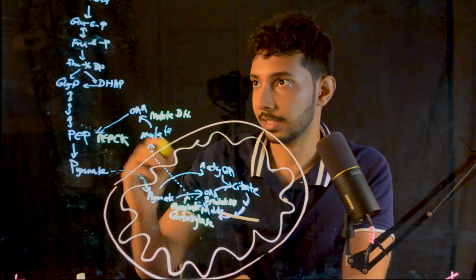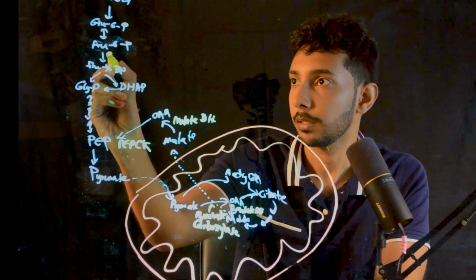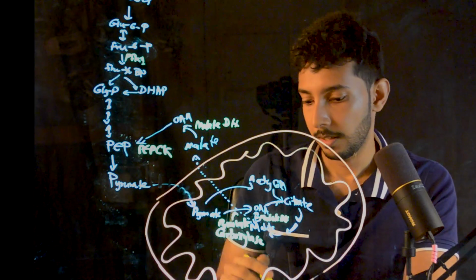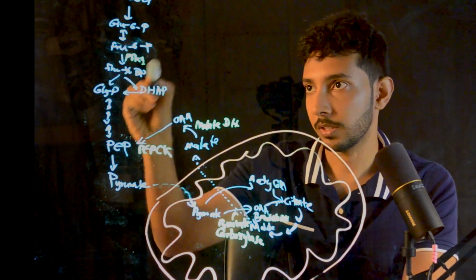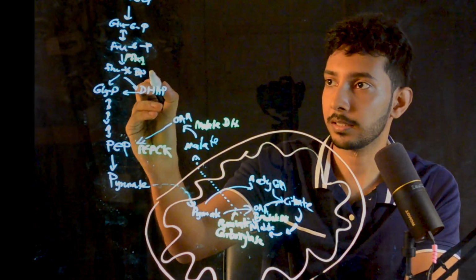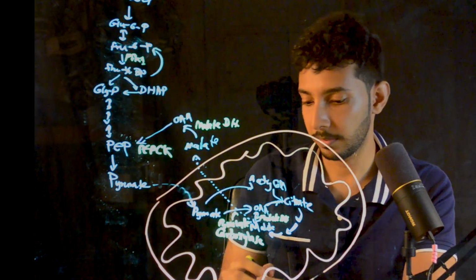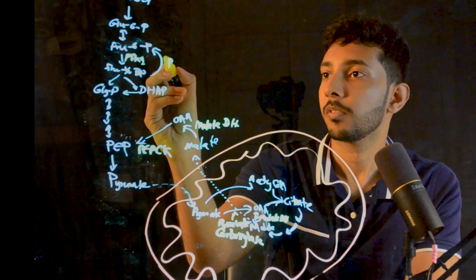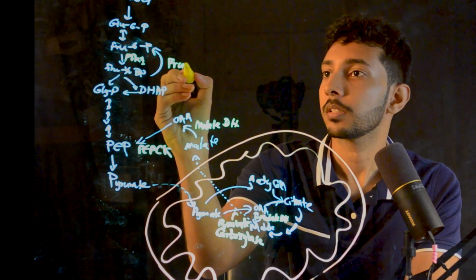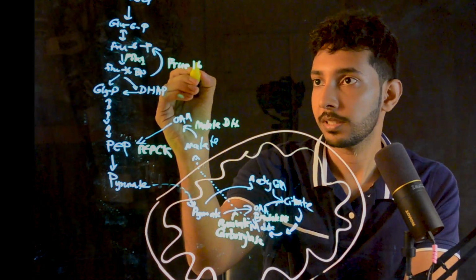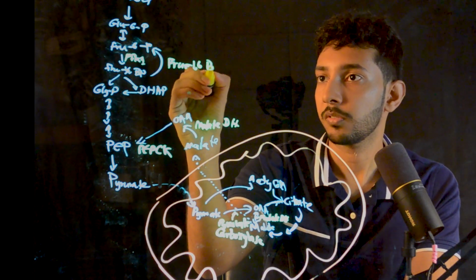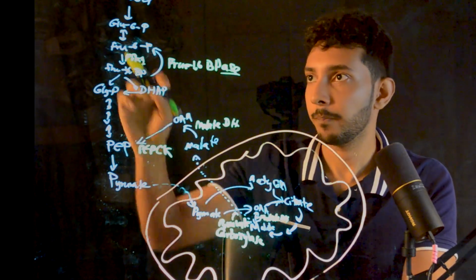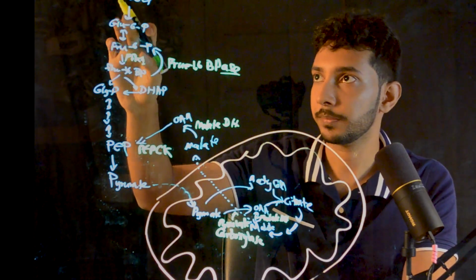The glycolysis reaction is catalyzed by PFK1. And the exact opposite of this, the reverse reaction, is catalyzed by a separate enzyme, and that is fructose 1,6-bisphosphatase. From here, this reaction is also reversible.